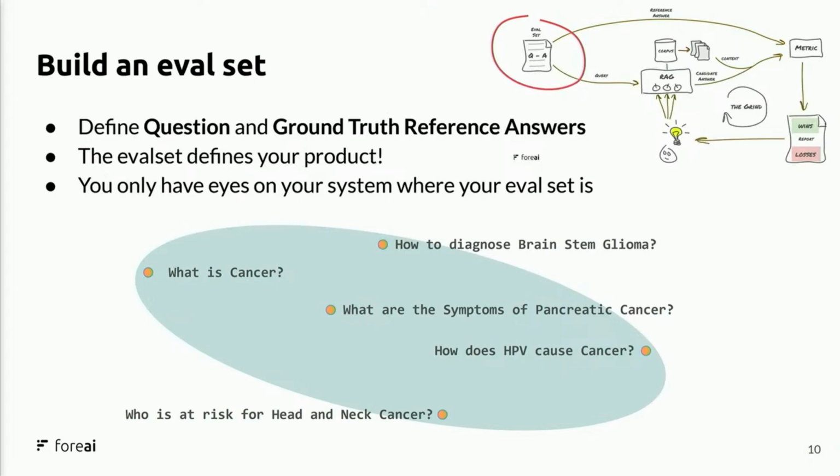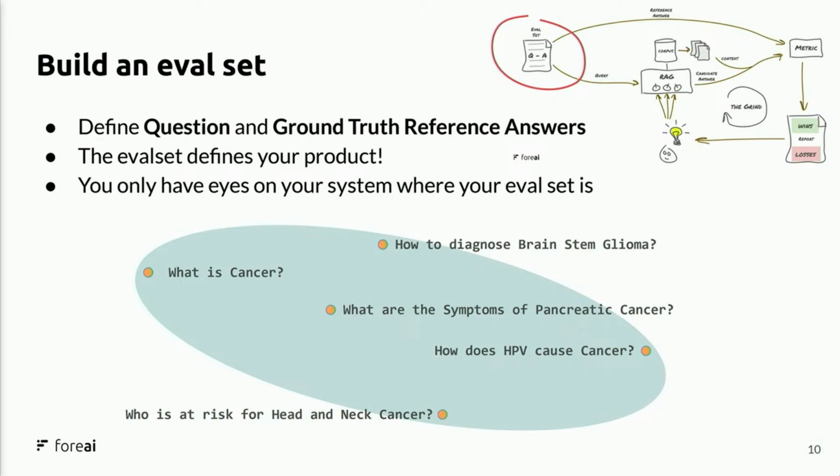So let's drill in quickly on the evaluation set. The evaluation set is something that defines your product. You should be very opinionated about your evaluation set. It should span the whole thing that you're interested in. Like in this particular case, it goes from very generic, what is cancer, to maybe very specific, how does HPV cause cancer? You want to make sure that everything is contained in it, because what you're not measuring, you have a blind spot. You don't know what's going on there, and you don't know if things go bad there.